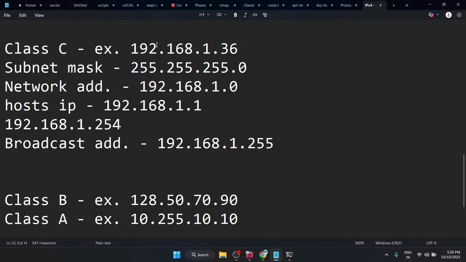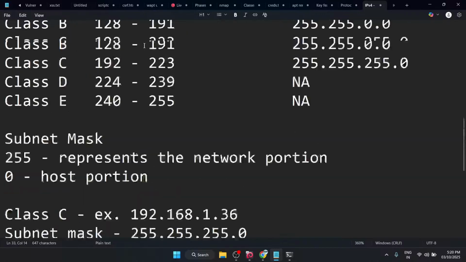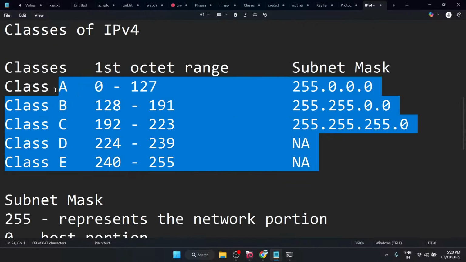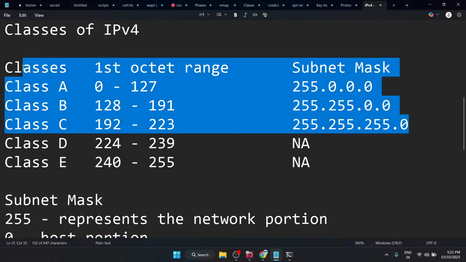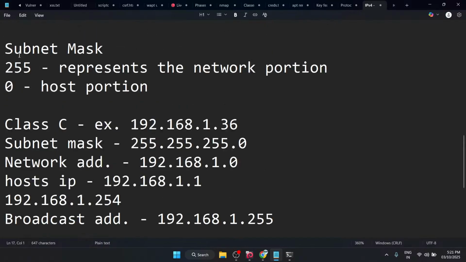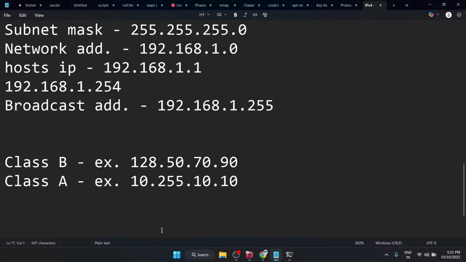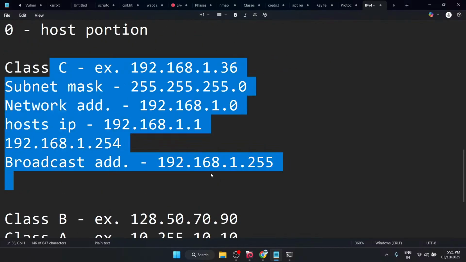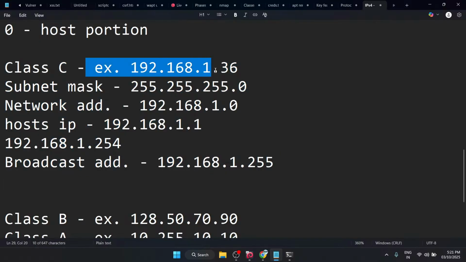Okay, so this was the class C. Why do we need to know? Because we need to remember this table, the range and the subnet mask. You only need to remember at least this much, or the complete table you need to remember. It will be very useful for you in the future, when we are attacking networks and we do not know what the network address is, what the broadcast address is, and how it will work. It's not possible without knowing these few terms.